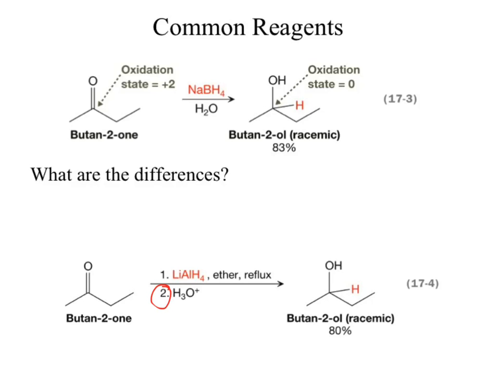So the source of hydrogen to protonate our alcohol is slightly different. In one case it's acid, in one case it's water. Yeah, sure, let's count that as a difference. I can work with that. 83 versus 80, come on. That's not that big of a difference. I mean, that is technically a difference, but let's see if we can find something bigger.